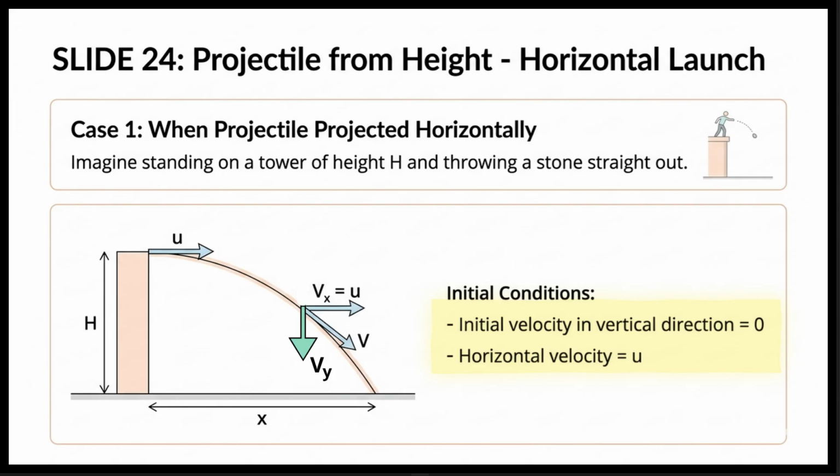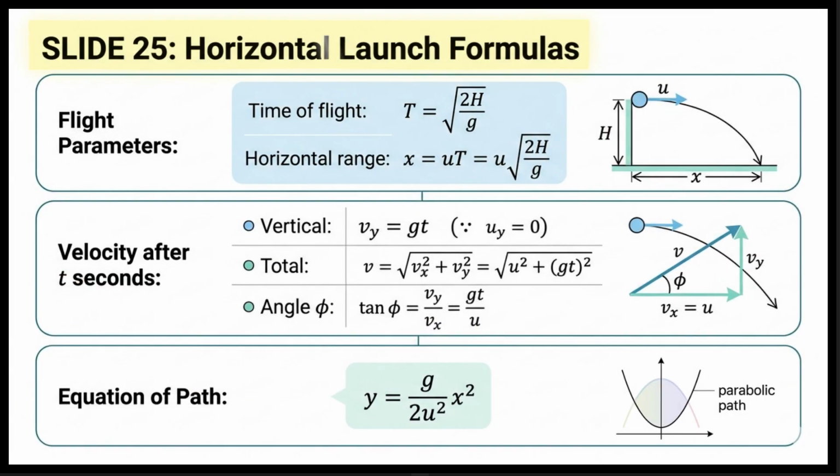From the moment of release, gravity accelerates the stone downward while it continues forward at constant horizontal speed. The path curves smoothly because these two motions are independent and simultaneous. For horizontal launch from height h, time of flight depends only on the height, not the horizontal speed. T equals the square root of 2h over g.